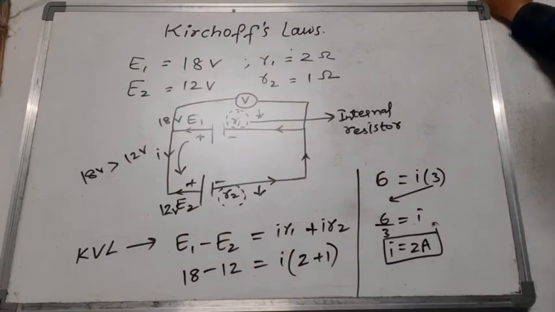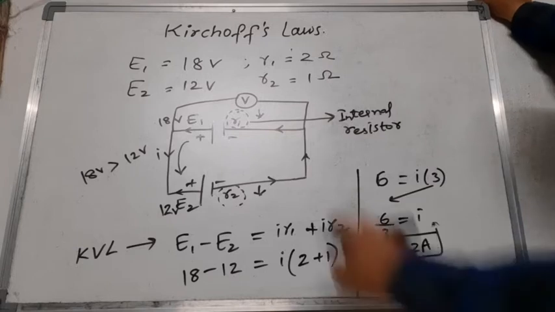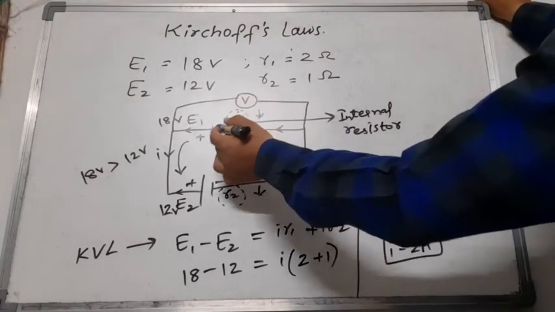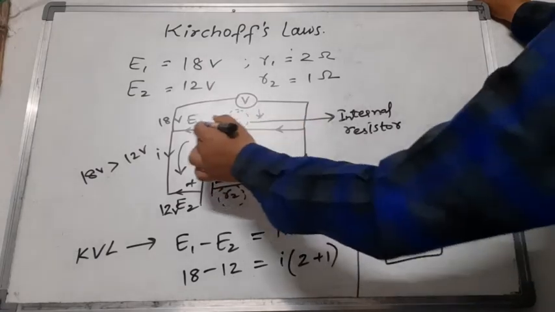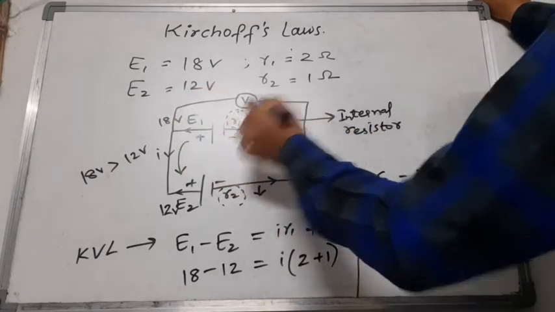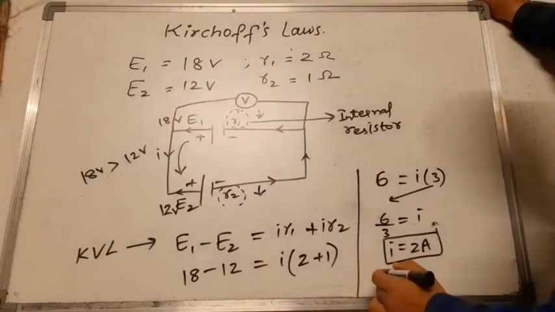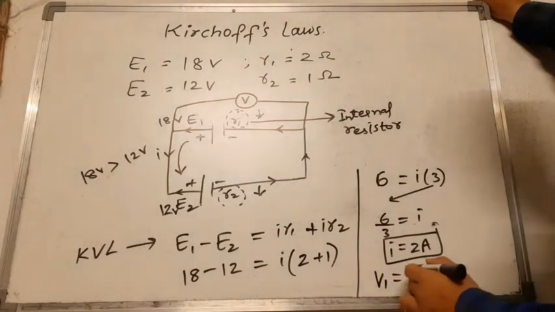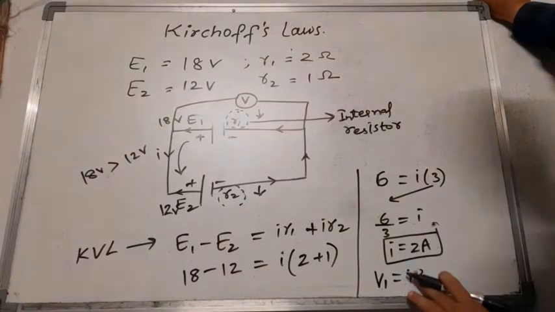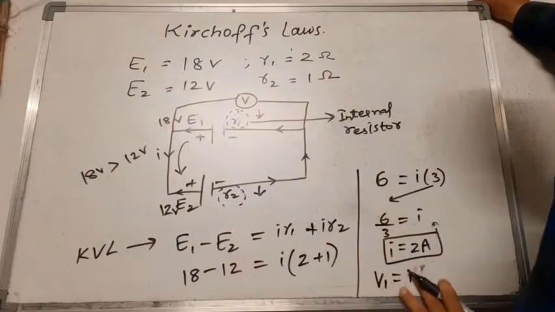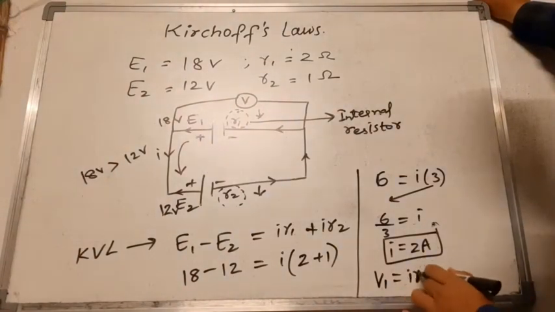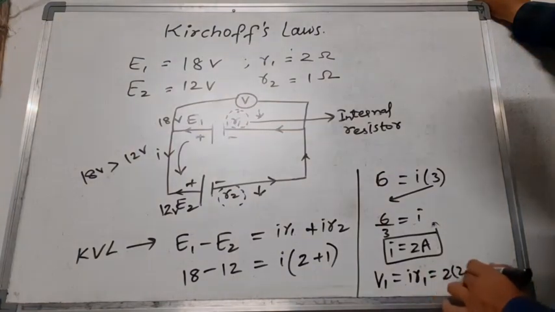Okay, so 2 amps of current is going across the circuit. And now the voltmeter is connected across the R1 resistor, the internal resistor. So the potential drop at this R1 is how much? Suppose V1 is the potential drop. So we take I R1, that is 2 into 2, that is equal to 4 volts.